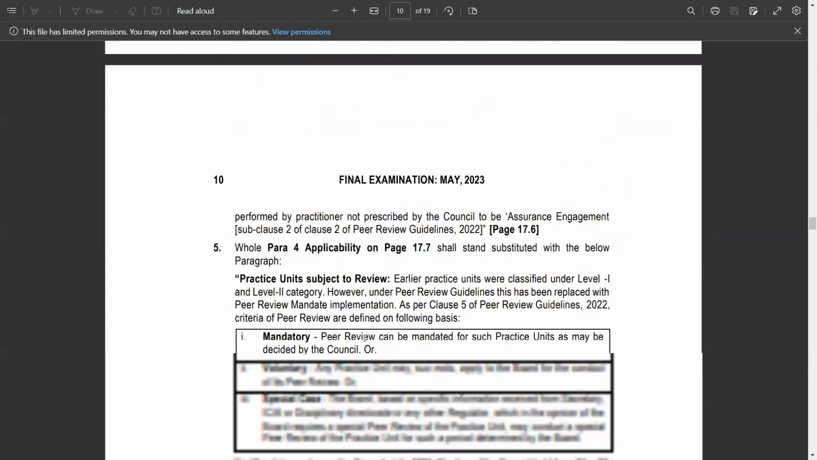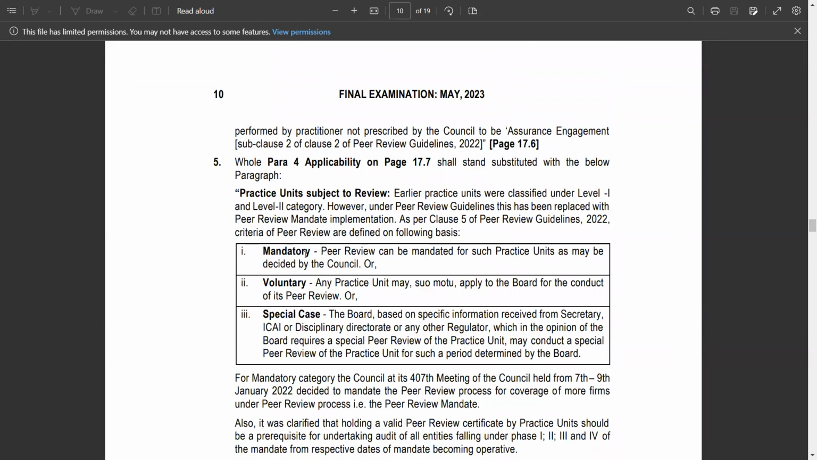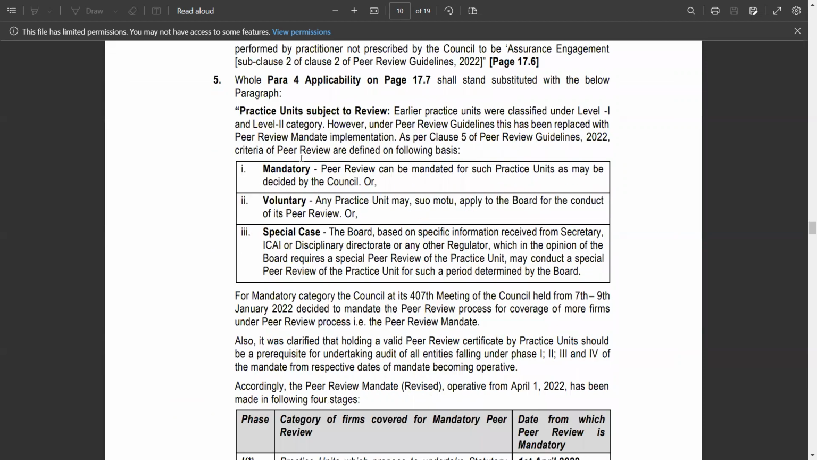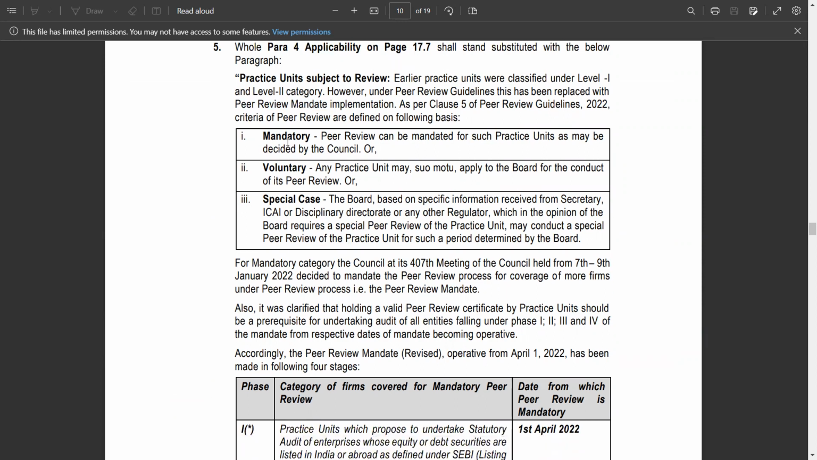So let's cover the points from here. Earlier practice was 1, 2, 3. So this is not now. Now this has been replaced. Peer review with peer review mandate implementation. So there is now a mandatory implementation as per clause 5. Peer review can be mandatory for such practice units as may be decided by the council, what I told earlier, and voluntary. Any practice unit may apply to the board for conduct of its peer review, and in special cases if any information is received by the board, it may conduct a special peer review of the practice unit for such period as may be determined by the board.